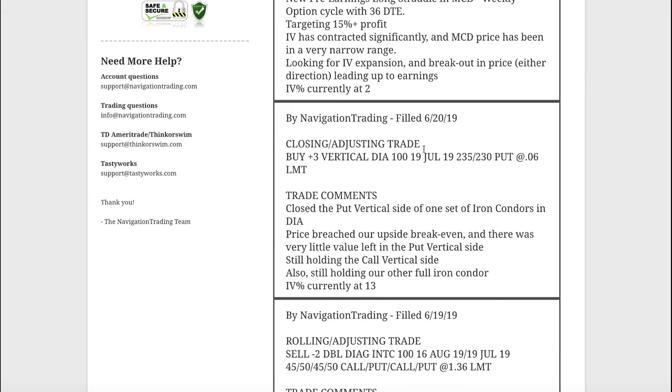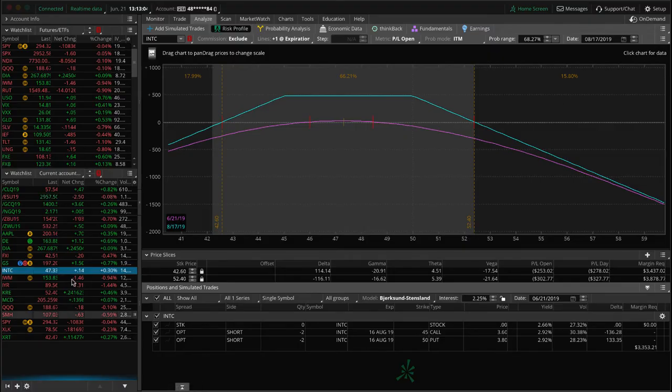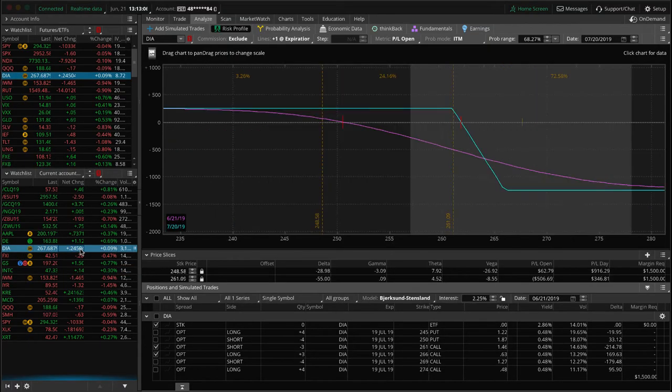Next trade, closing adjusting trade in DIA. So we closed out the put vertical side of one of our sets of iron condors in DIA. Price breached our upside break even. So we just closed out the untested side, still holding the call vertical side as well as our other full iron condor. So if you take a look at DIA, here's that short call vertical. You can see price kind of blew through our upside break even. So we closed out the untested side, still holding that one.